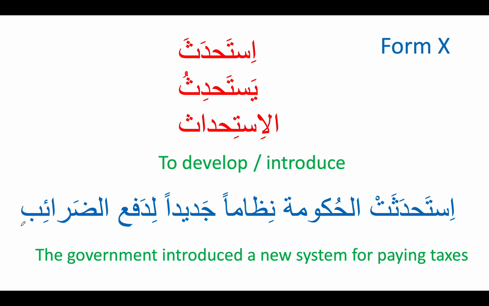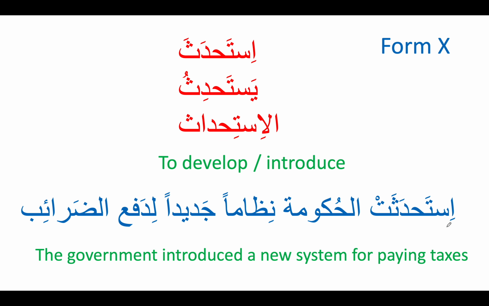Okay, time for form 10 now. So in form 10, the verb, the root pattern, means something like to develop or to introduce something. So استحدث يستحدث الاستحداث, to develop or introduce. So here's an example sentence. استحدثت الحكومة نظاما جديدا لدفع الضرائب. The government introduced a new system for paying taxes. You could also translate this as develop, new system, introduce or develop.